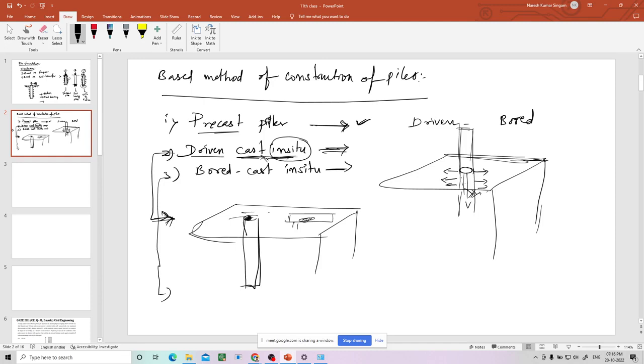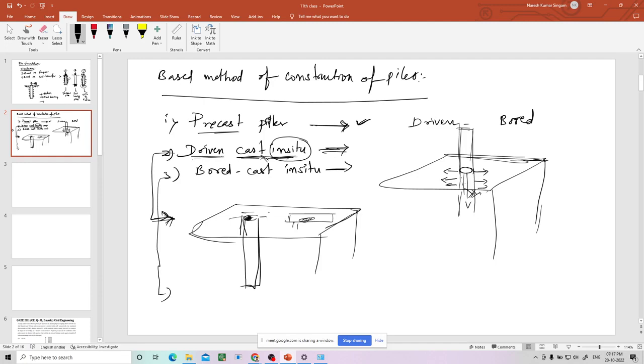And how can it be driven when there is already a hole present? Any idea? Just think, there will be a hollow cylinder that is installed first. The hollow cylinder will be installed by driving, so because of that, it is called driven.